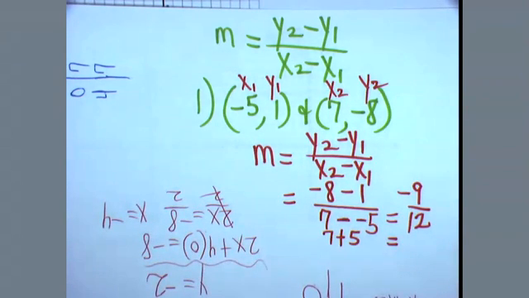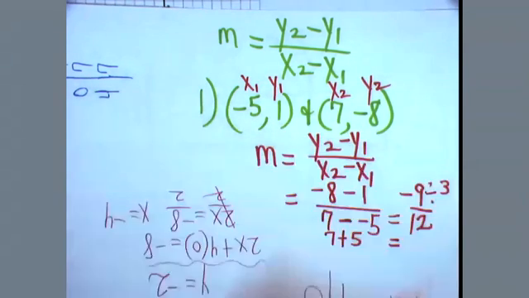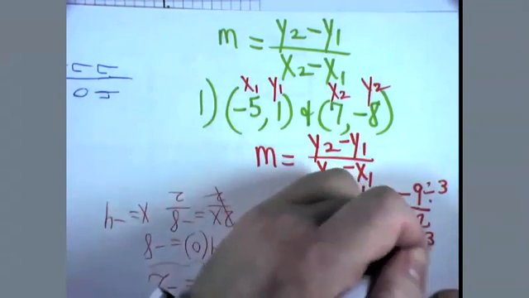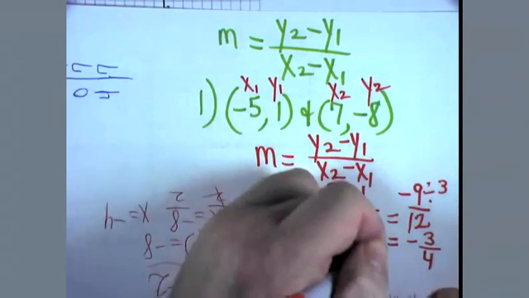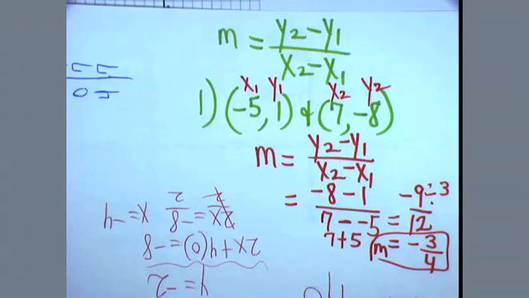And if you get a fraction answer, go ahead and reduce it to lowest terms. So we can divide each number by 3. So our final slope is negative 3 over 4.